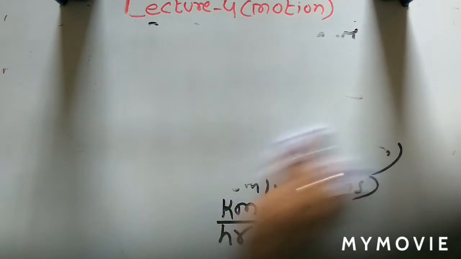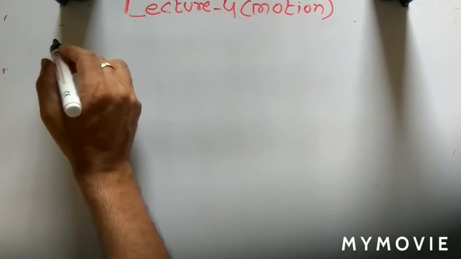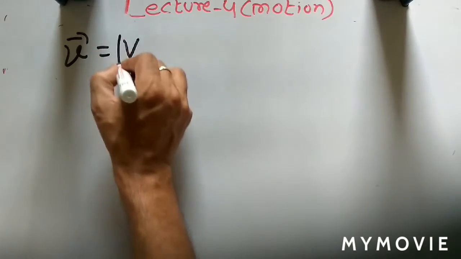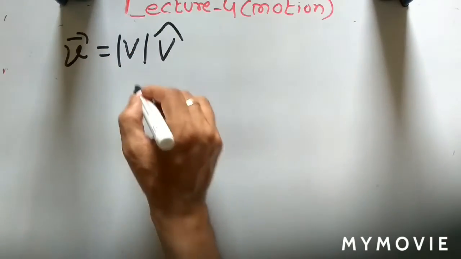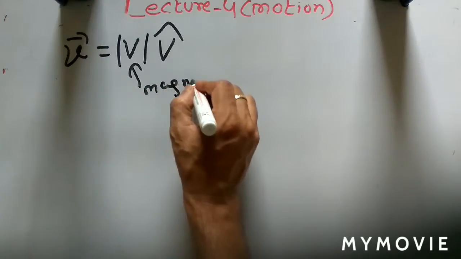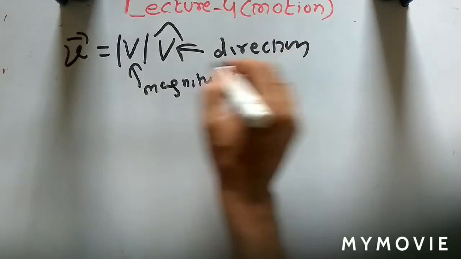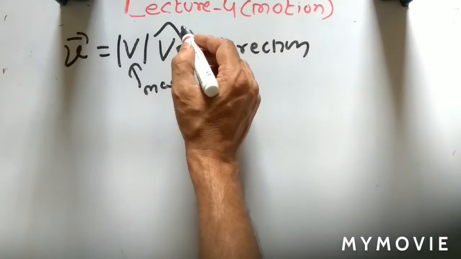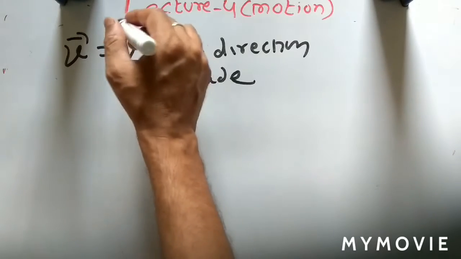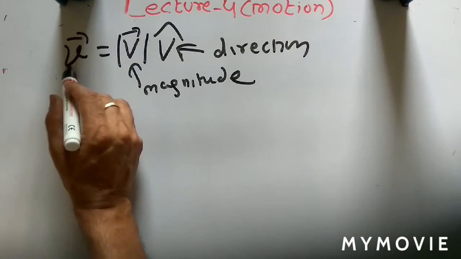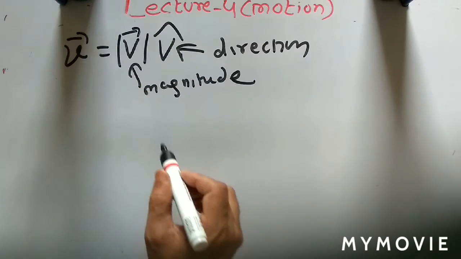Now we see velocity is a vector quantity which has magnitude as well as direction. So I can write velocity as magnitude times direction. This is the magnitude and this indicates the direction. So v cap means it is a unit vector along the direction of velocity. Don't worry, you will read this in class 11th, in the vector chapter of physics. For the time being, remember velocity is a vector quantity having magnitude as well as direction.